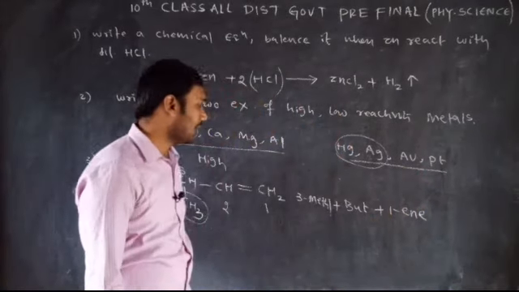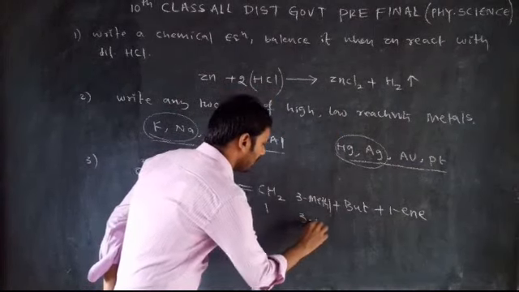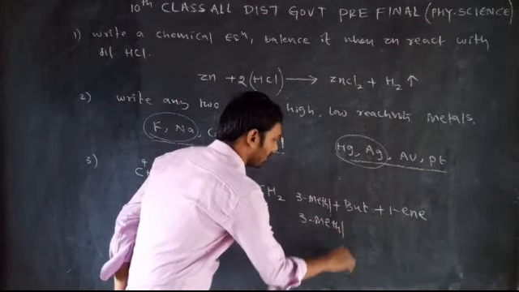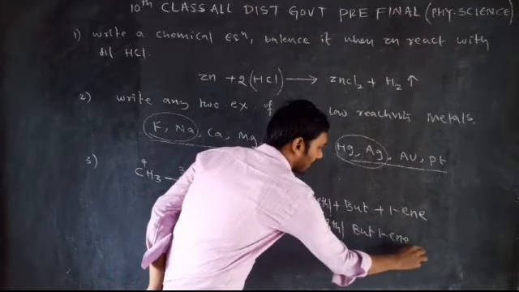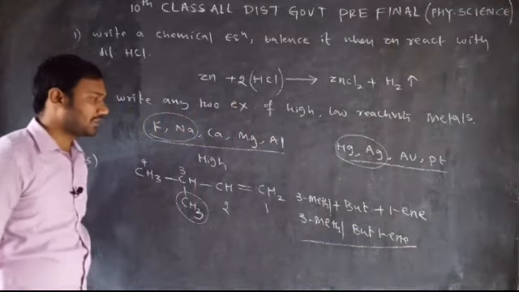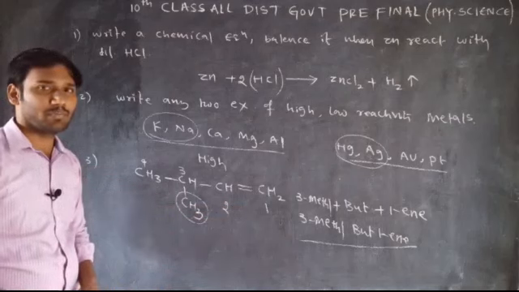So totally, how can we write the name of this compound? 3-methyl. The compound name is 3-methyl bute 1-ene. This is the IUPAC name of this compound.